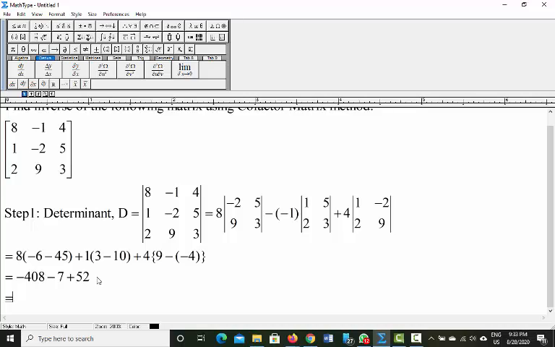So what will we get? Minus 408 minus 7 plus 52 is equal to minus 363. So that's the determinant.